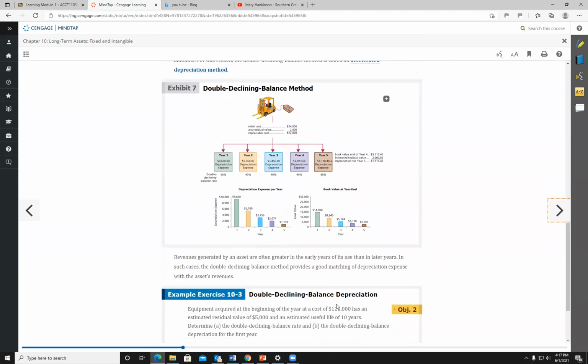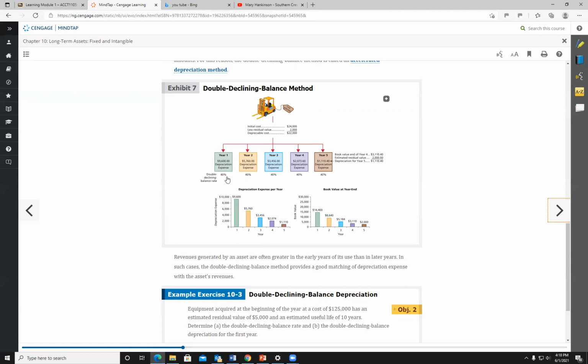So let's look at this double declining balance method. Basically we are taking 40% of the book value, not the depreciable cost. In the first two methods, we took the value less the residual value and multiplied that by either the useful life or the units of activity. Here, we take the straight line method, get that percentage, multiply it by 2, and then multiply that percentage by the book value.